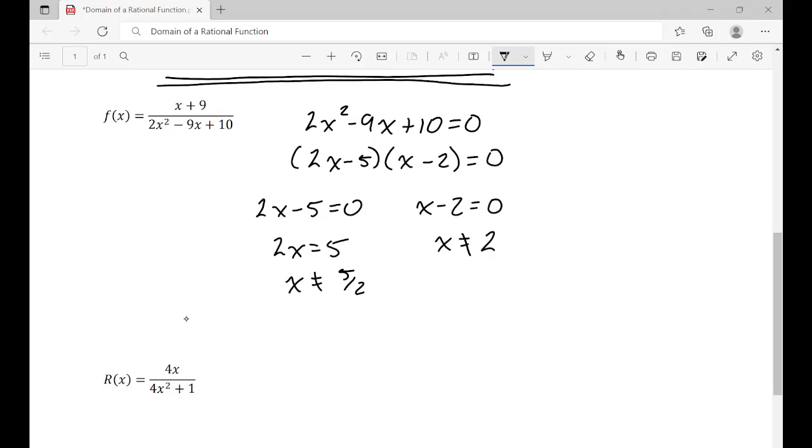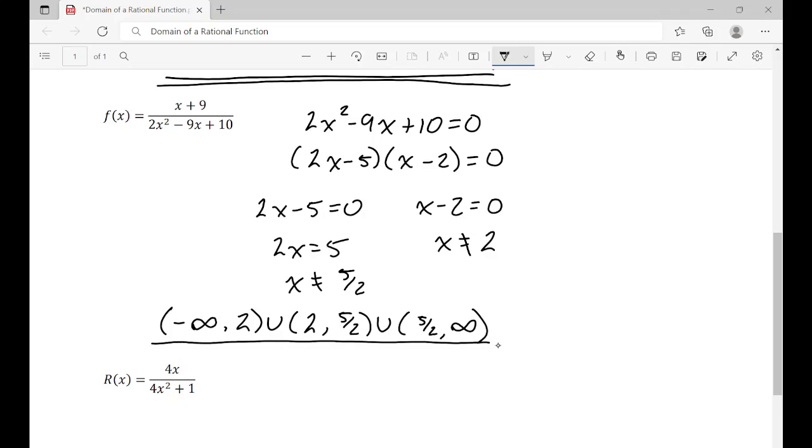So again, our domain is going to start at negative infinity, all the way to the first number that causes a problem, which is going to be 2. Then union 2 up to the next one, which is 5/2. Union again, and then 5/2 onward to infinity. And this is the domain of this function in interval notation.